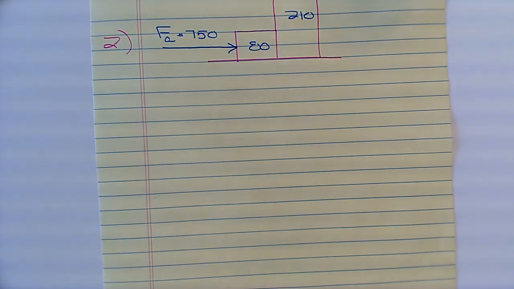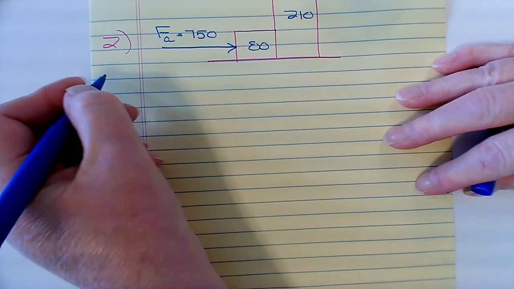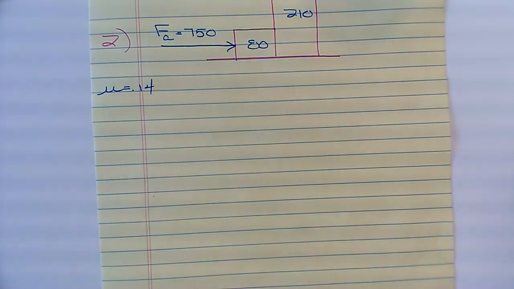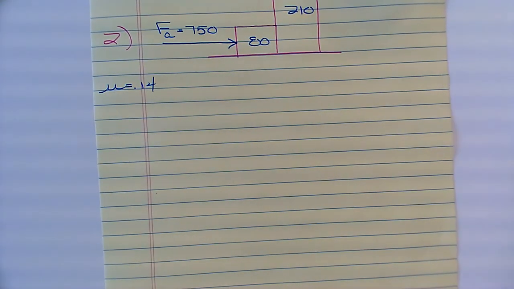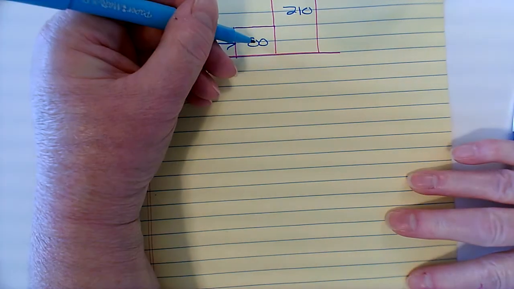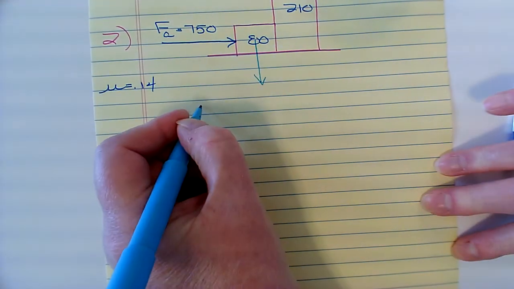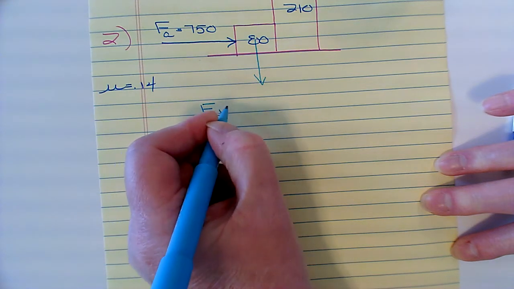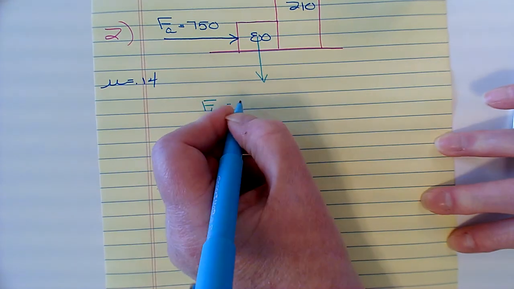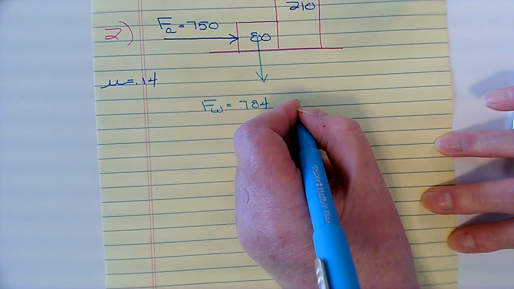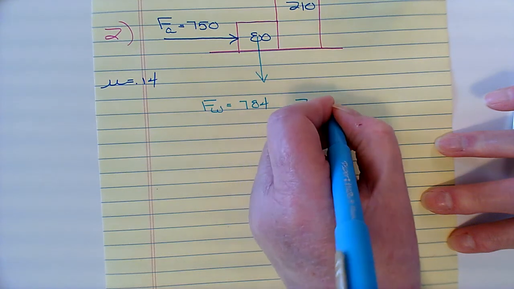And then it says the coefficient of friction is 0.14. So there's friction in this, so 0.14. So before I go too far, I want to add friction to my picture. To do that, we are going to have to take each box and find its FW. So FW is mg. This turns out to be 784. And for this box, it turns out to be 2058.